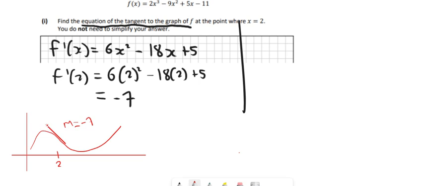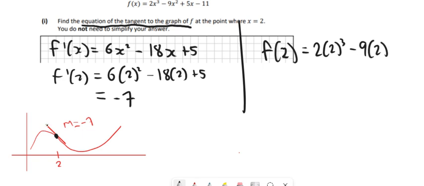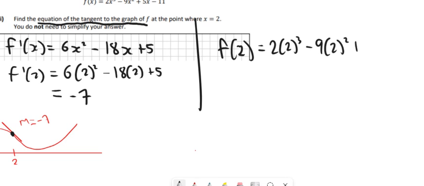I have to get the point as well. I know the x coordinate is 2, but I just need to get the y coordinate. So I'm just going to put 2 into the original function. So f of 2, that would be 2 times 2 cubed minus 9 times 2 squared plus 5 times 2 minus 11. And I should get minus 21 there. So the point is 2, minus 21.